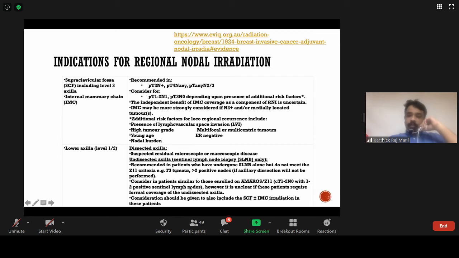Consider the patients similar to those enrolled in the AMAROS trial, with 2 positives on sentinel node biopsy. However, it is unclear if these patients require formal coverage of the undissected axilla. Consideration should also be given to supraclav with IMC irradiation in these patients. That is more important to clearly understand. But still, these are really gray areas, and it depends upon what guidelines you try to follow. You need to have standardized guidelines for every institute as well as for every country.